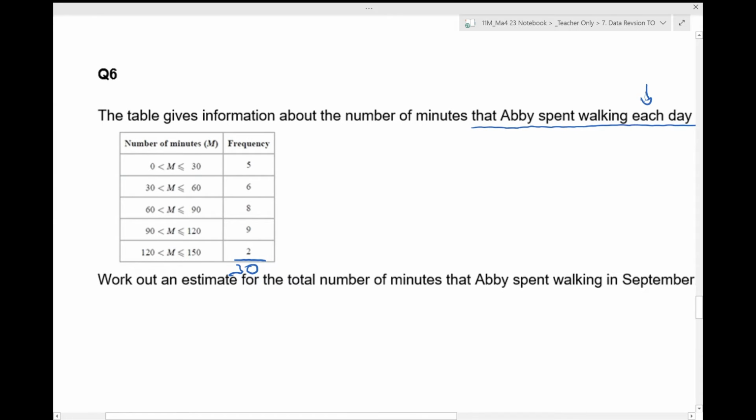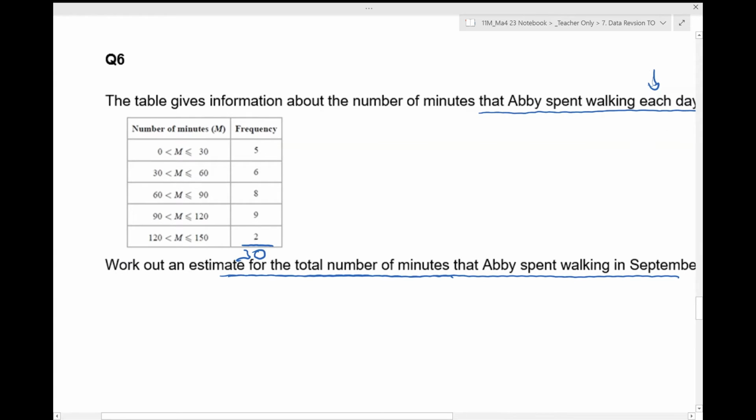Right. Work out an estimate for the total number of minutes that Abby spent walking in September. Look at that. It doesn't ask me for the mean this time. It says work out an estimate for the total number of minutes. So I'm used to going midpoints, multiply, add, divide.